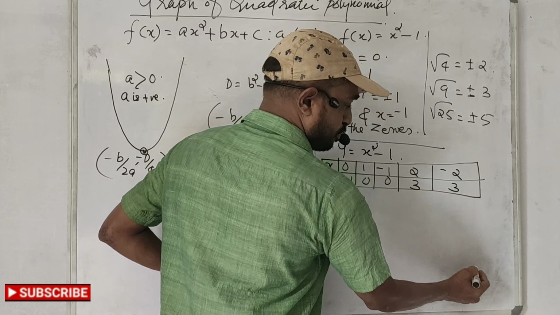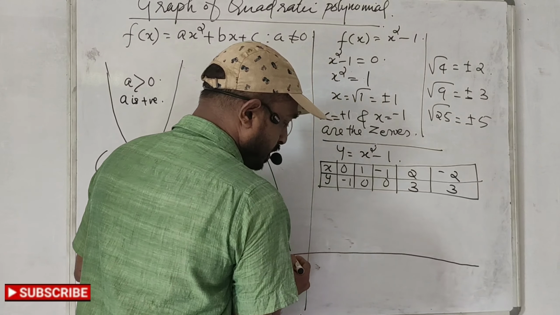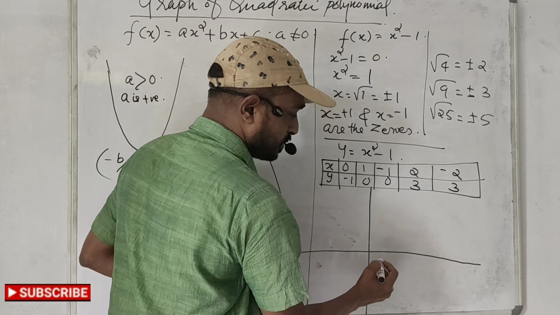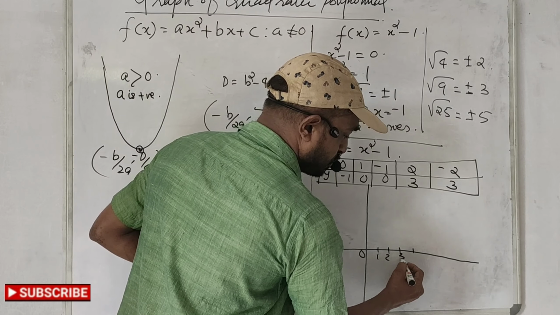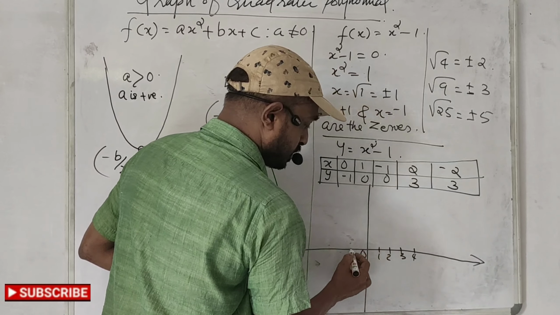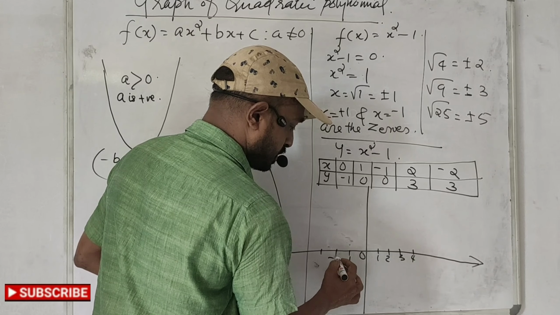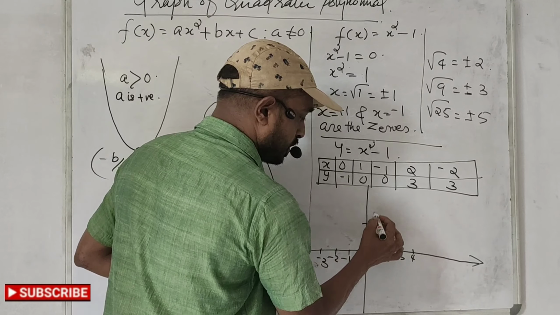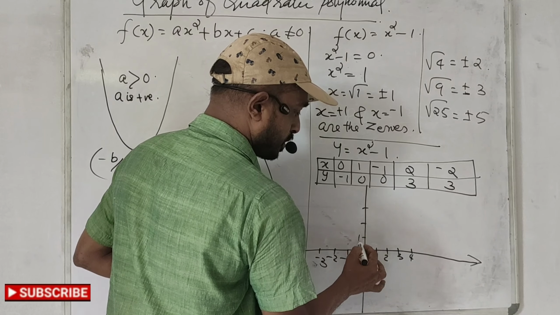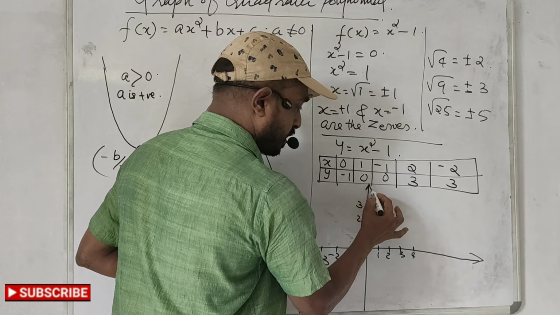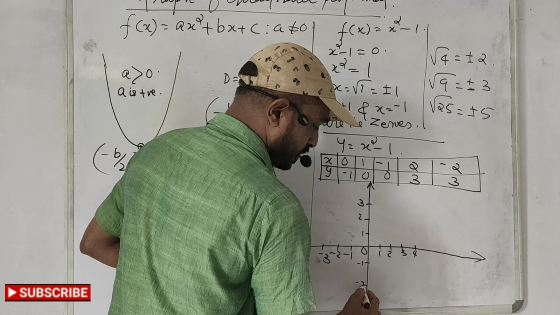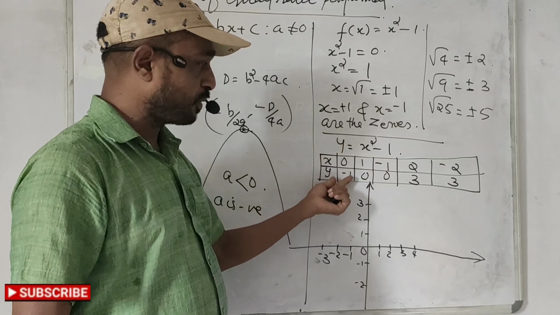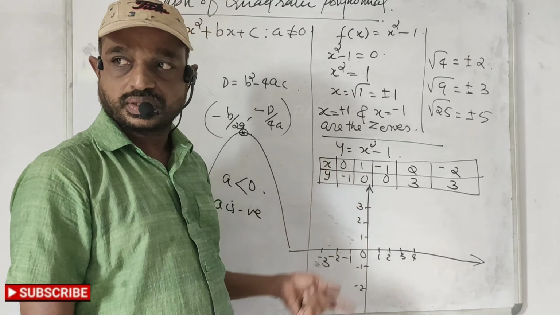Now let us plot these points in the xy plane. So here we have the positive direction of x-axis 1, 2, 3, 4, etc. And this is negative direction of x-axis minus 1, minus 2, minus 3. And this is the positive direction of y-axis, and this is the negative direction of y-axis. Now let us plot these points in the xy plane.